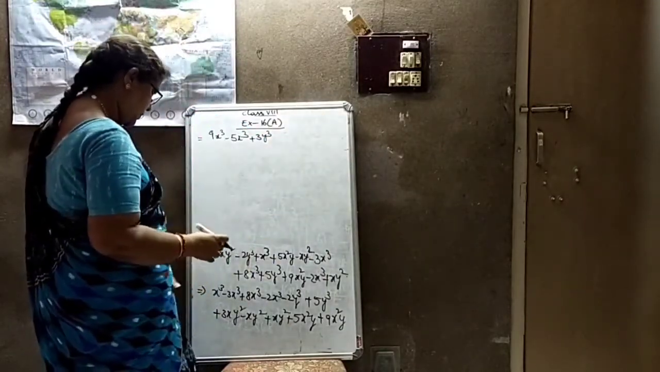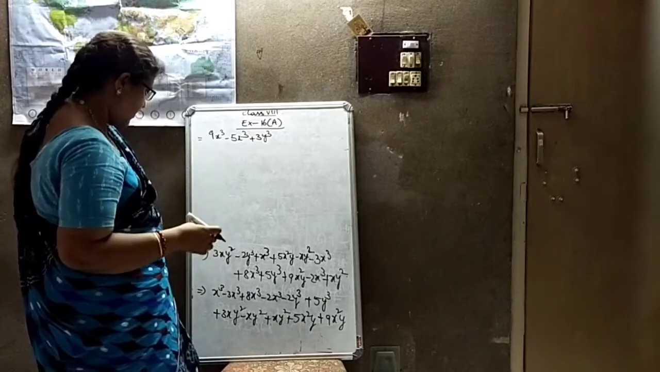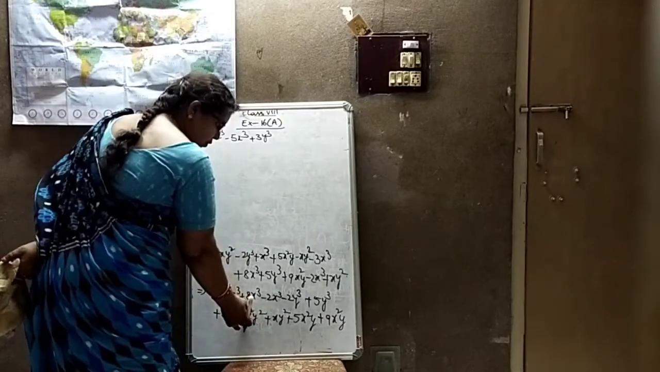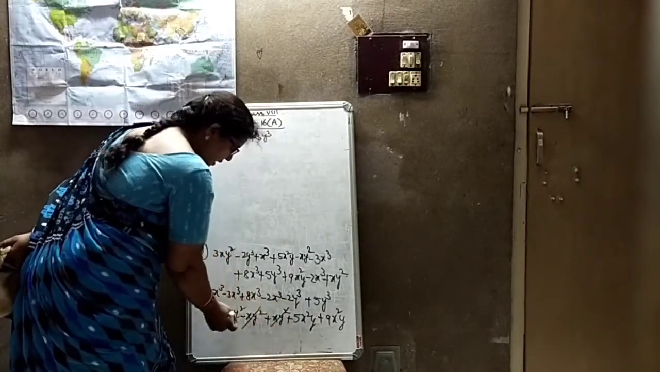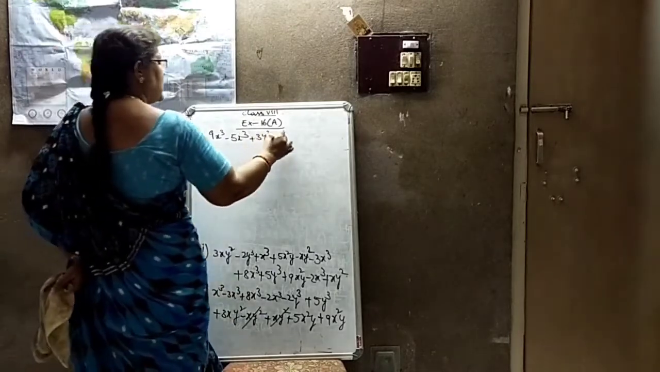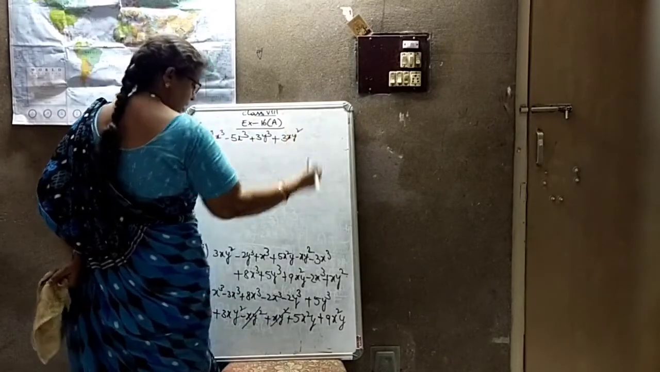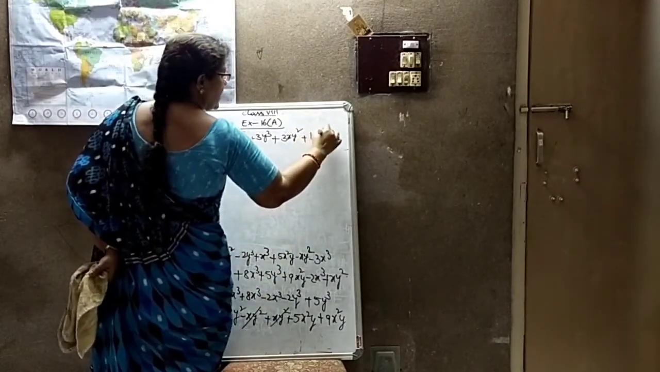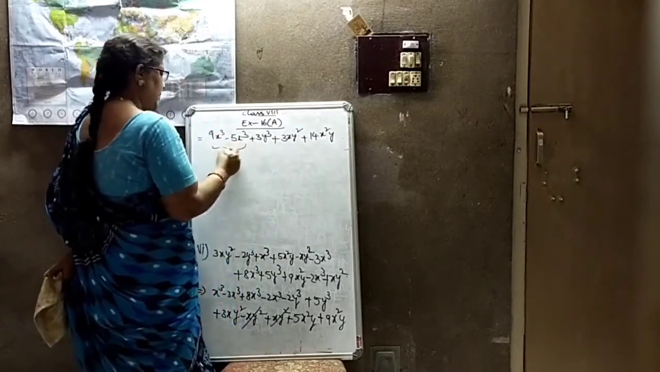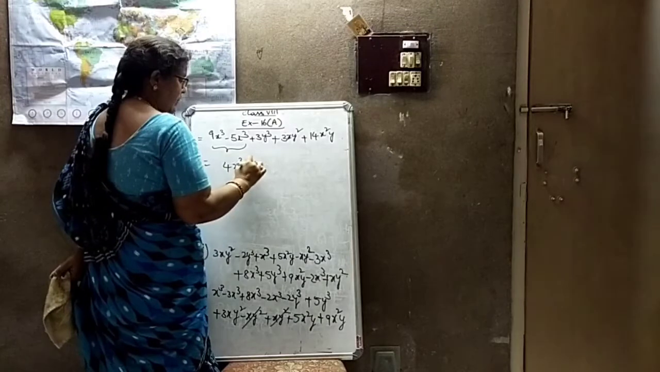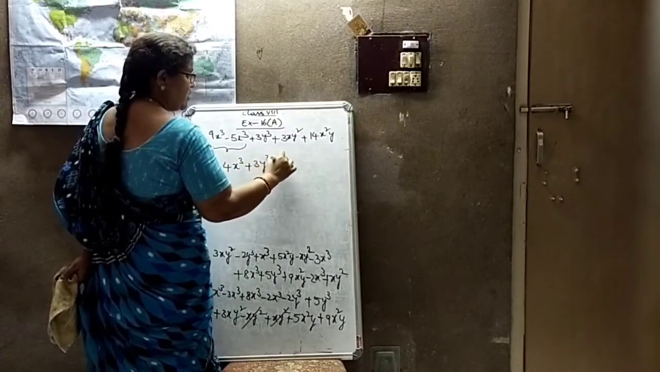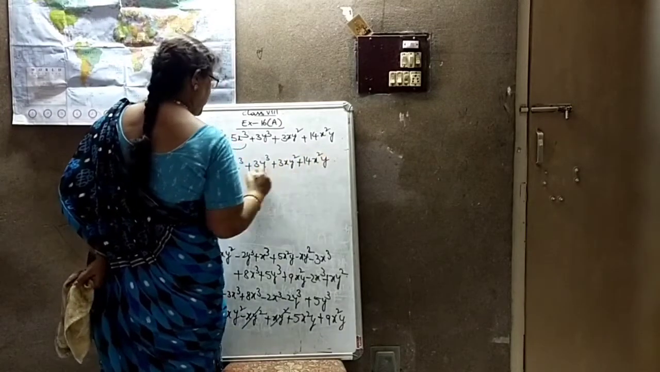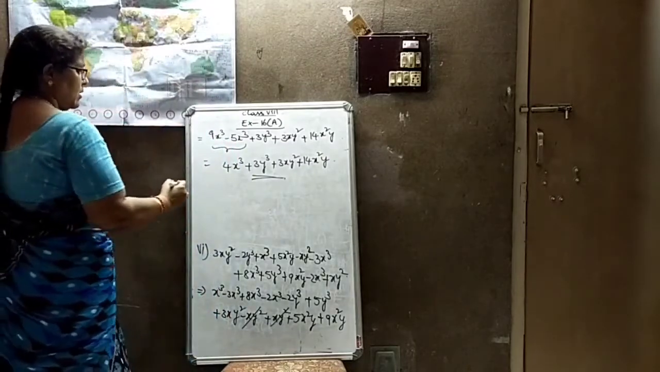Next. Then xy square minus xy square plus xy square. These two get cancelled. 3xy square is left over, plus 3xy square. Last two terms both are positive, add: 14 x square y. Now simplify these. 4x cube plus 3y cube plus 3xy square plus 14x square y. This is the answer. Okay?